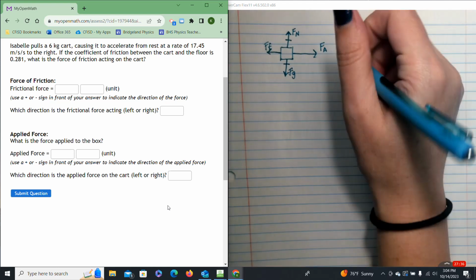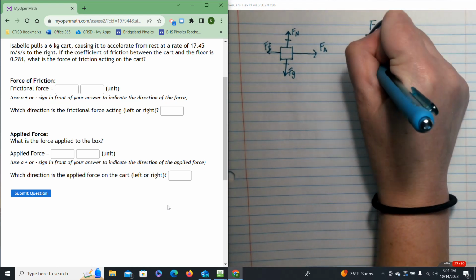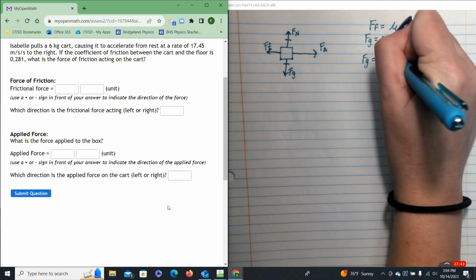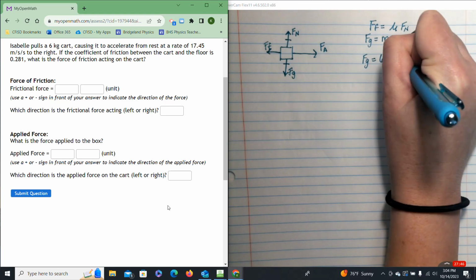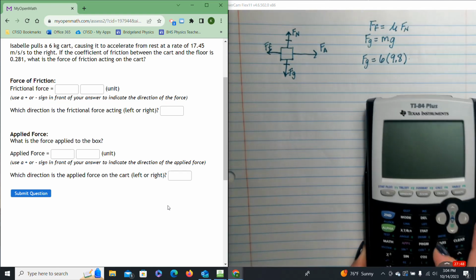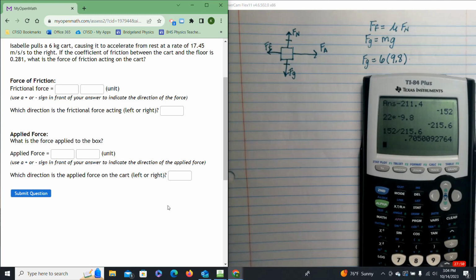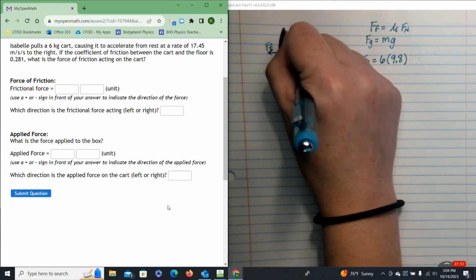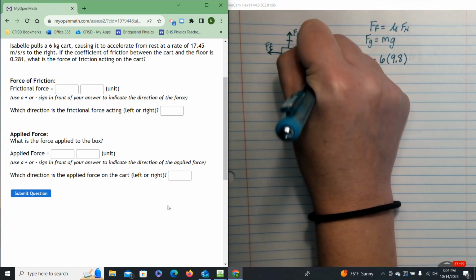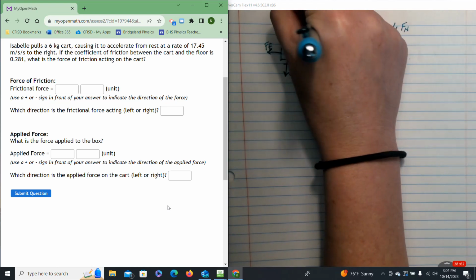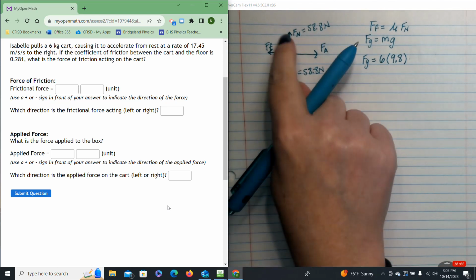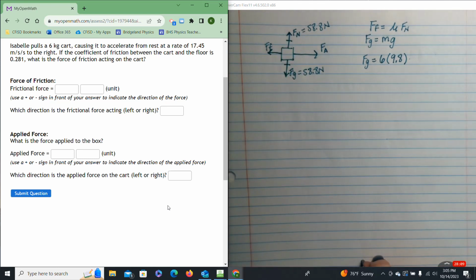So let's start with the one we can use. Fg equals mass times gravitational acceleration. The mass is 6. Acceleration due to gravity is 9.8. Again, technically it's negative. I'm going to add that on afterward. 6 times 9.8 gives me 58.8. And so Fg is 58.8 newtons downward. Fn is 58.8 newtons upward. Again, I've already determined that those are equal and opposite to each other.